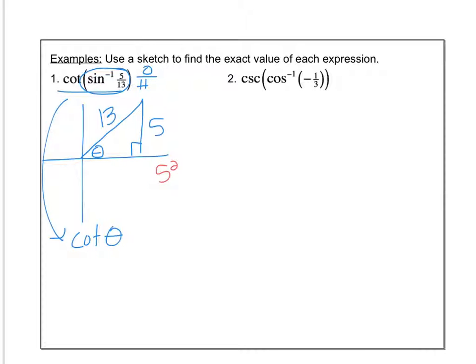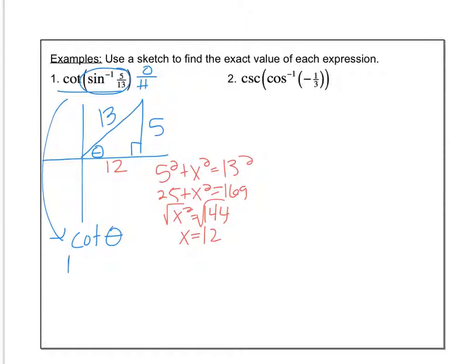A little Pythagorean theorem. 5 squared plus x squared has to equal 13 squared. 25 plus x squared has to equal 169. Subtract, that's 144, take the square root. 12. And then we're just answering the question. Cotangent is going to be A over O. Adjacent is 12. Opposite is 5. That's your answer.